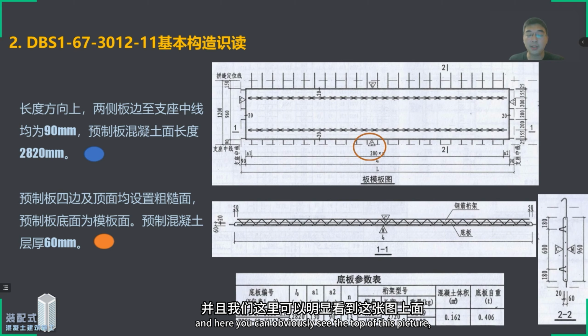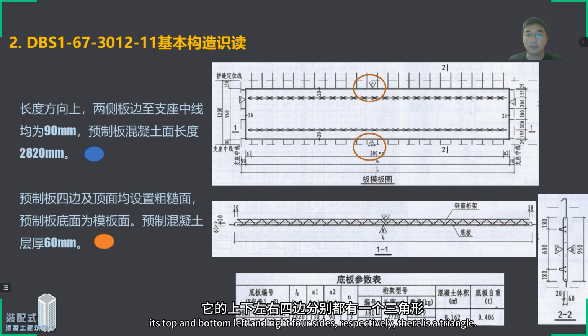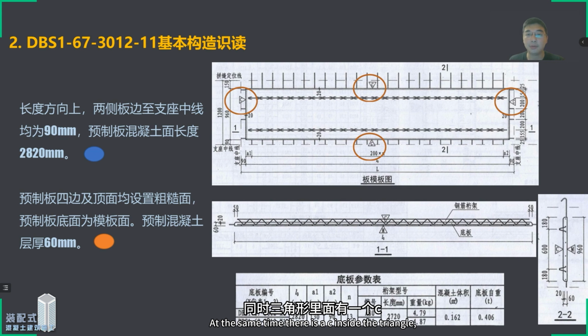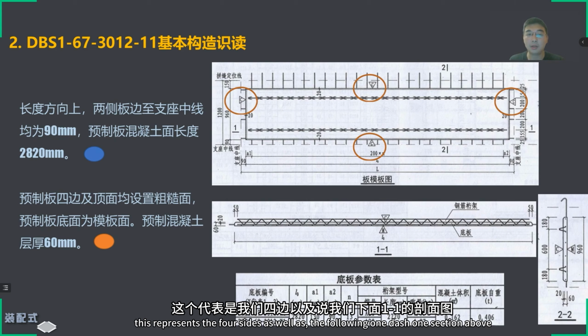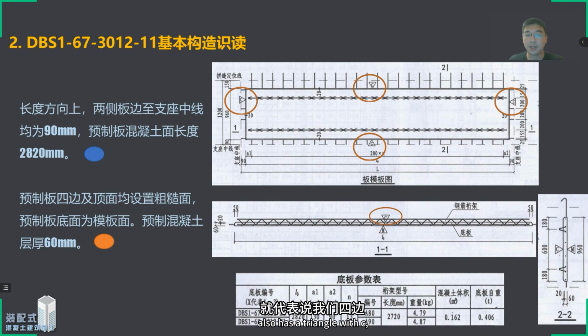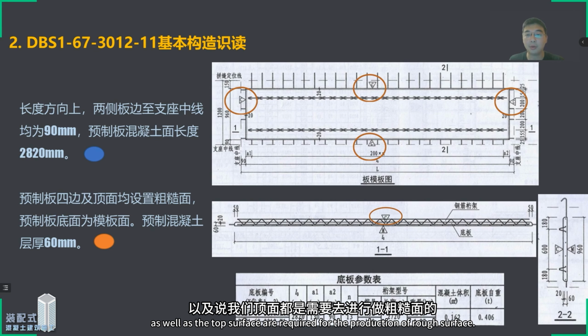And here you can obviously see the top of this picture. Its top and bottom, left and right four sides, respectively, have a triangle. At the same time, there is a claw inside the triangle. This represents the four sides, as well as the following 1-1 section above. It also has a triangle with C, which represents the four sides, as well as the top surface, are required for the production of rough surface.